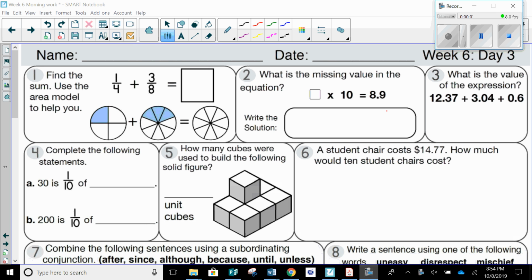Okay, so we are going to go over week 6, day 3. It says find the sum, use the area model to help you. Okay, once again, you can take and divide this.